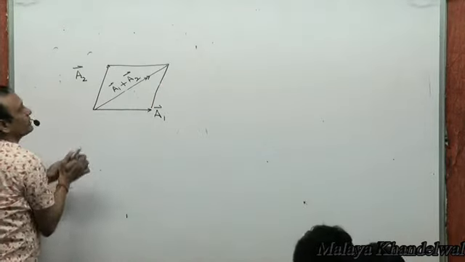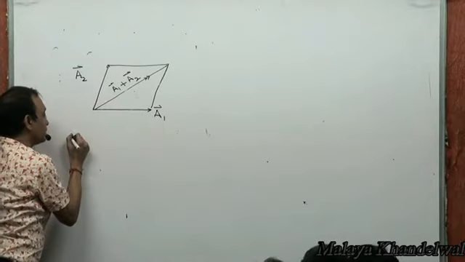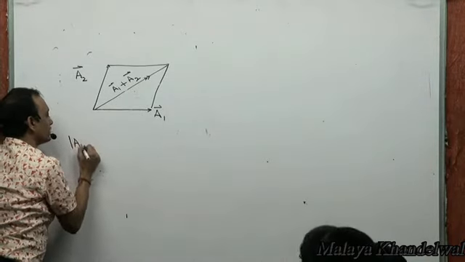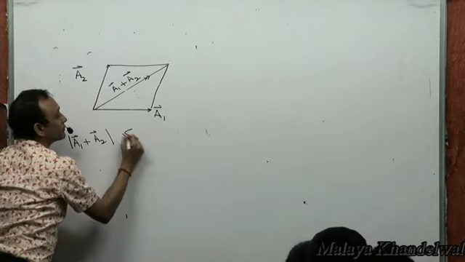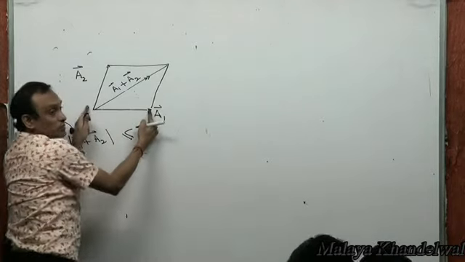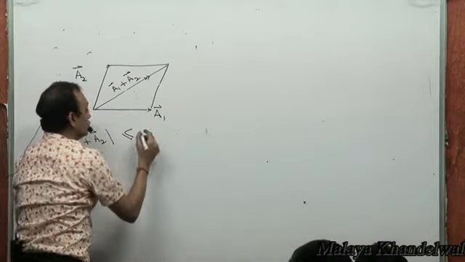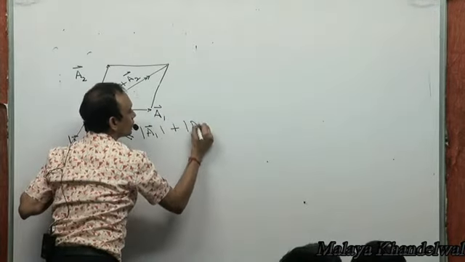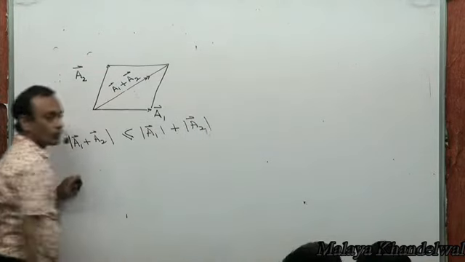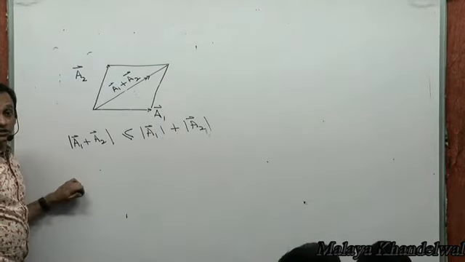Then triangle inequality means the third side of the triangle, which is of length mod of A1 plus A2, cannot exceed the sum of the other two sides. This is mod A1, this is mod A2. That's a triangle inequality.